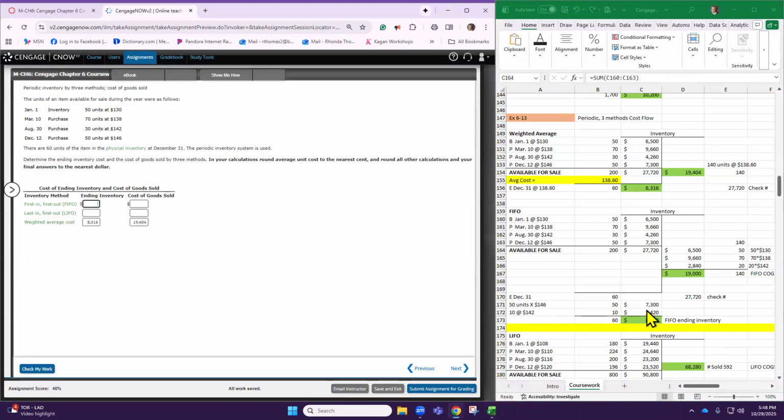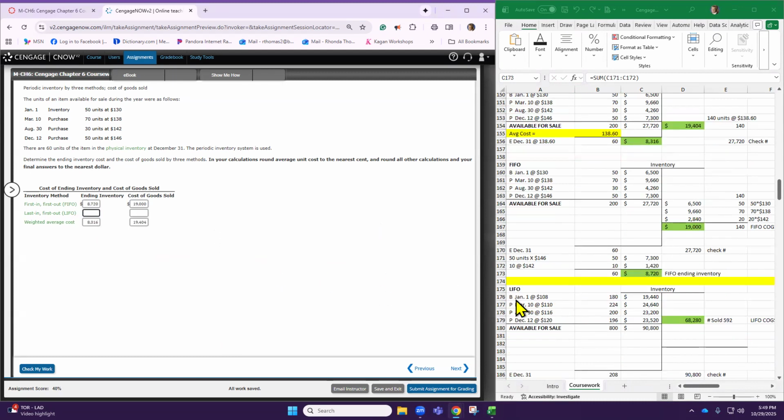So my ending inventory when I use FIFO, 8,720. Okay, 8,720. And then what we sold, right? What we sold is 19,000. All right, we're ready to do LIFO now.